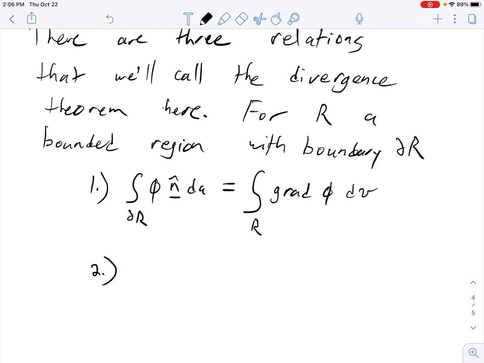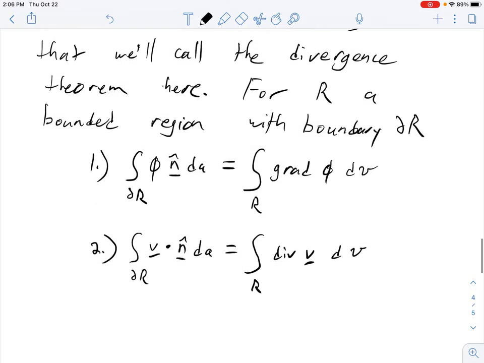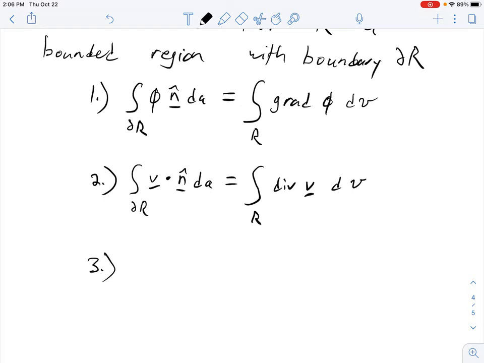The second will be for a vector field. The integral over the boundary of the vector field dot the differential area is equal to the integral over R of the divergence of the vector field. And the third is for a tensor field. The integral over the boundary of a tensor field acting on the differential area normal is equal to the integral over the region of the divergence of the tensor field.